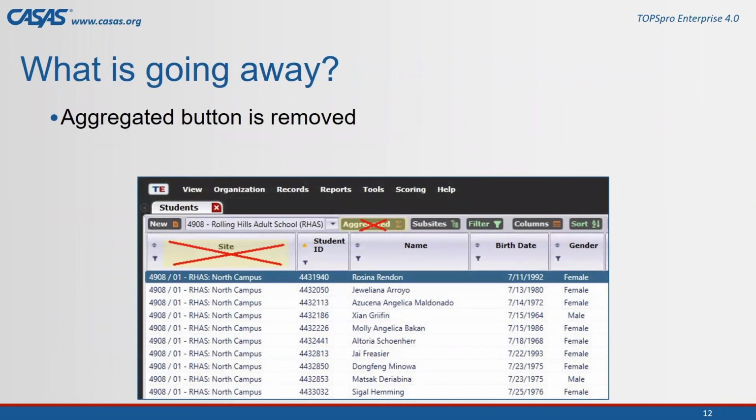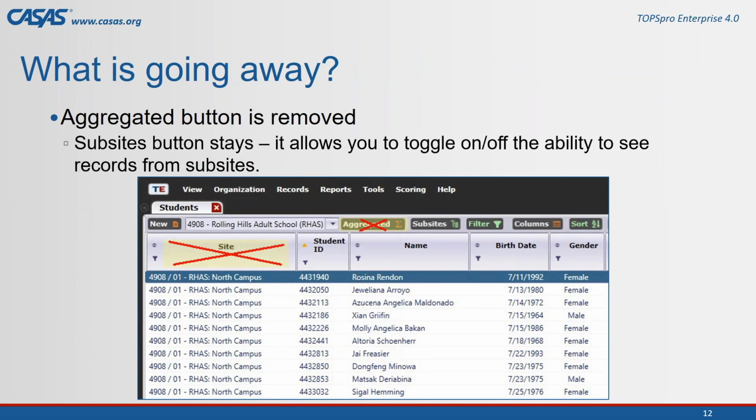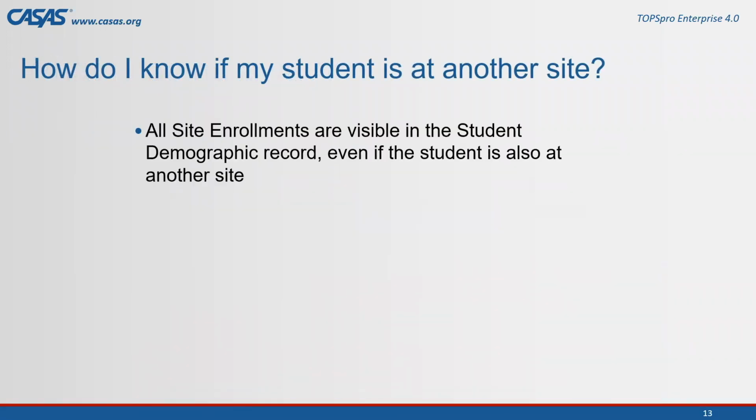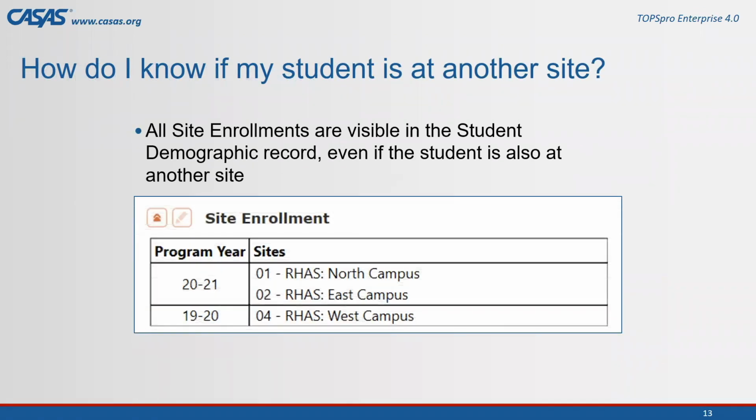What is going away? The site column and the aggregated button. We had the aggregated button in the past, so the TE would only count students once if they were attending multiple sites. Now that student demographics are only at the agency level, aggregation is no longer needed. However, the Subsites button is still useful in order to toggle on and off the ability to see students who are in subsites to this site. Finally, by opening any student from the Student Demographic Record Lister, you can see all site enrollments for that student.